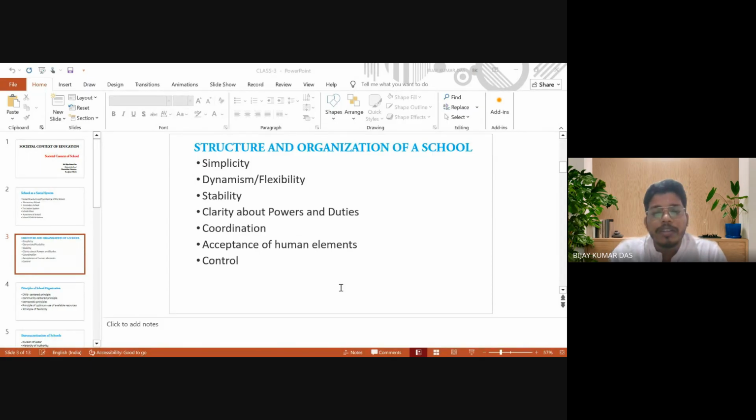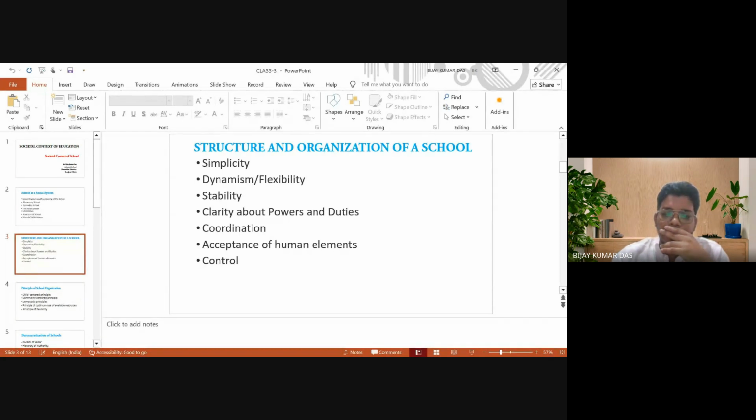In which language are they talking to the children? If you always ask them to speak English in class, English class always, everything you will talk in English, then the students cannot express their emotions. Then the structure and organization of a school.